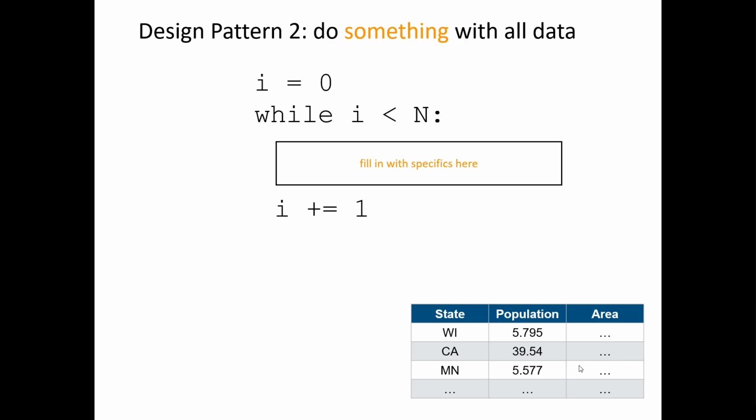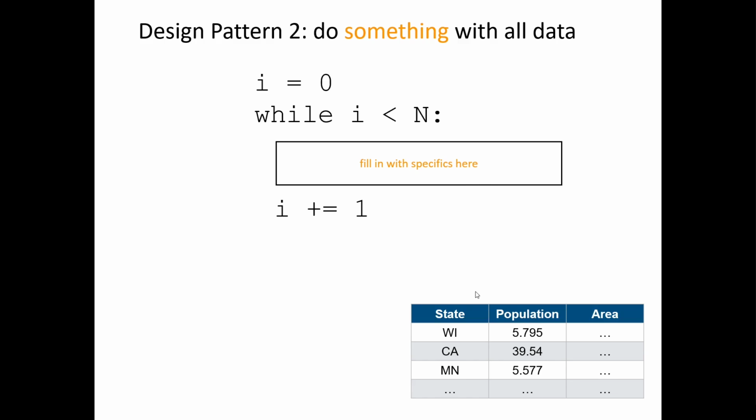All right, the second design pattern is very similar. In this case, we're going to be looking at just doing something with all of the data in the set. We probably know that there are n items in my data set. There are 50 states in the United States. So if I have some data in a table about all of the states and I'm looking to just add up the population, I can get row 0 from the table, and then row 1 from the table for California, and then row 2 for Minnesota. I can go ahead and add up all those.